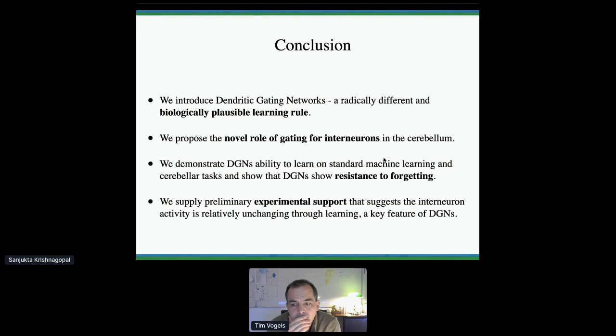So in conclusion, we introduced these dendritic gating networks, which are radically different and a biologically plausible learning model. They propose a new role for interneurons as gating functions in the cerebellum. We show that DGNs are resistant to forgetting, unlike MLP-type machine learning architectures. We map it quite directly to the cerebellum, with all these similarities with the biological cerebellum, and we provide experimental support which suggests that our model is consistent with what we know of the cerebellum and interneurons in the cerebellum.